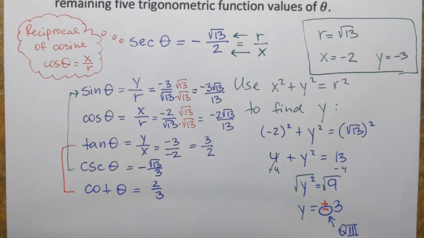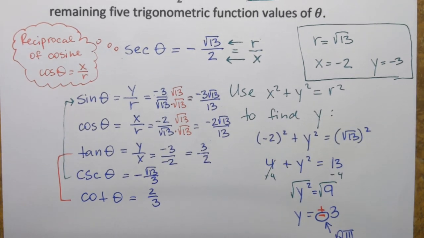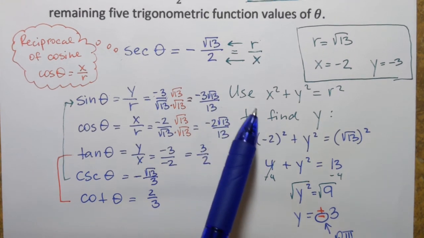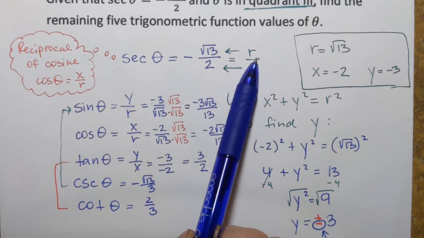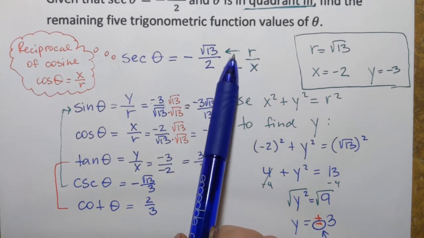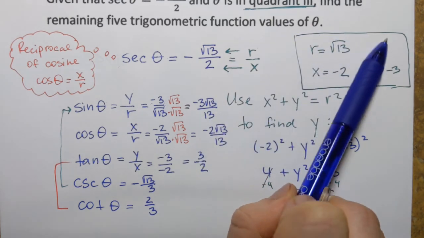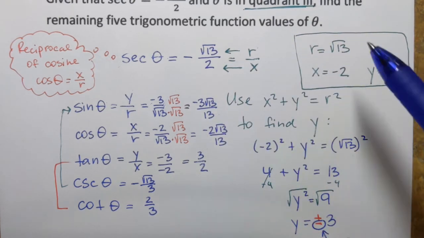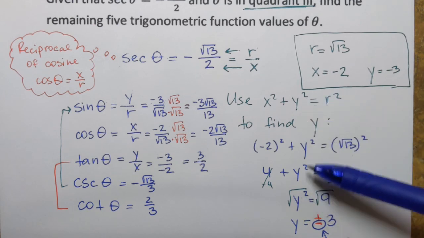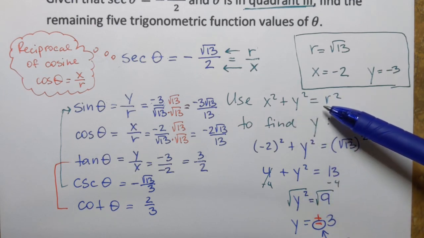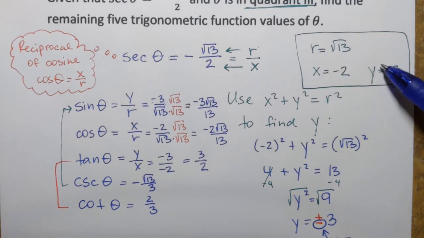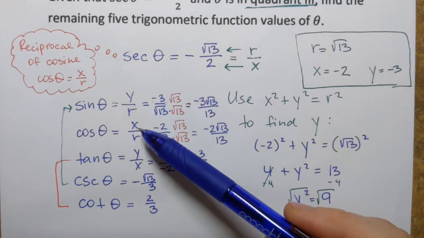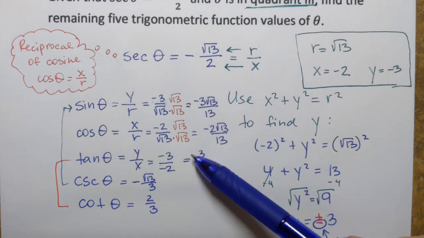Okay, so that's the way to find all function values if you only know one. Use x, y, r definitions. Make sure that you take the given function and correspond it with its definition. This way you can obtain 2 out of 3 important values. Use this equation, x squared plus y squared equals r squared, to find the missing value. And then once you have all 3, you'll use definitions to obtain all function values.